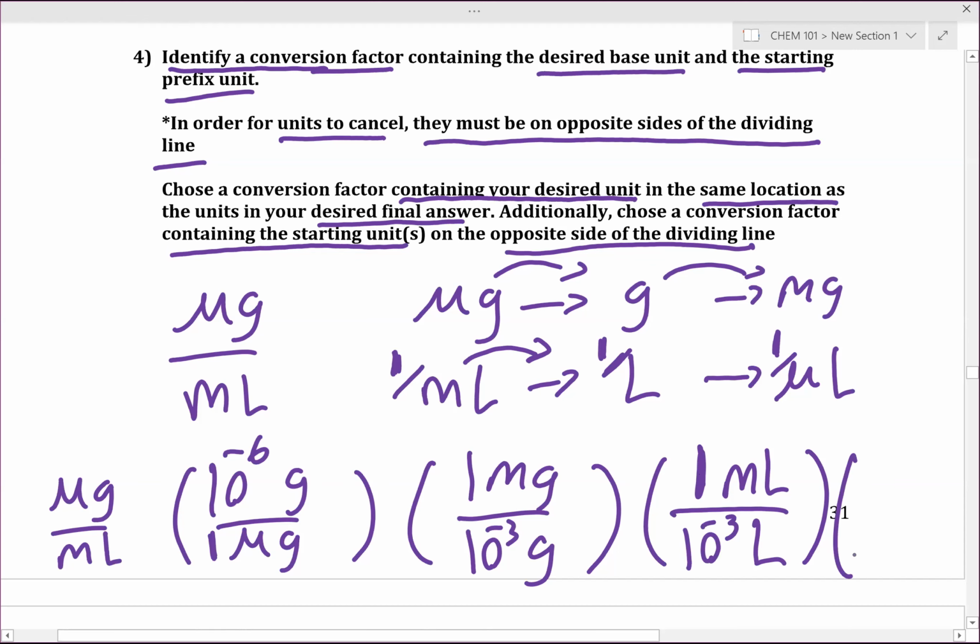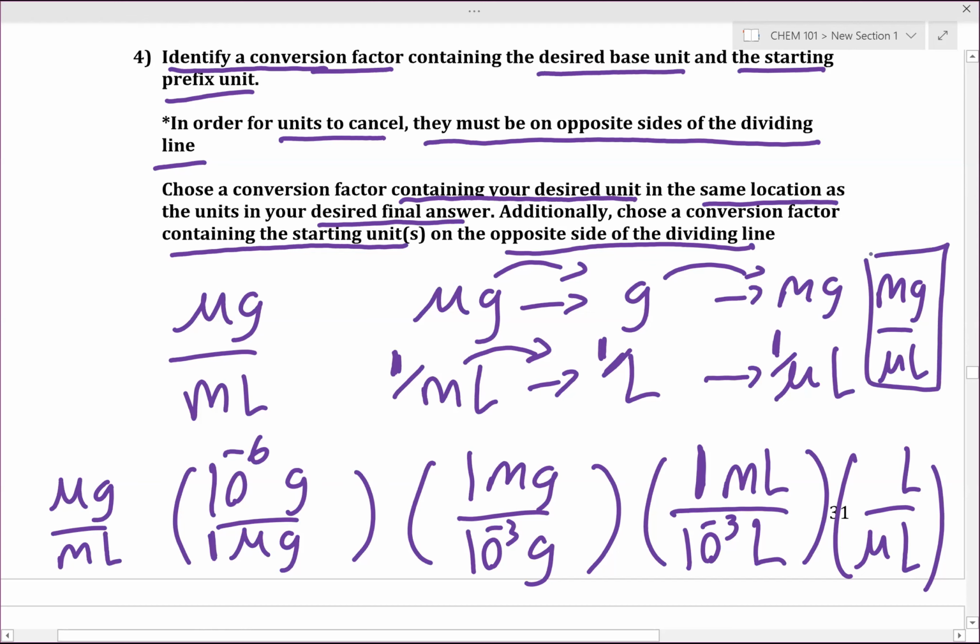Okay, and then finally, if we're going from 1 over liter to 1 over microliter, in order for liters to cancel, where do we need to put liters? On the top. They need to be on opposite sides of the dividing line. And where does microliters end up? On the bottom. And that's where we want it in the final answer. Right? We want, in the end, milligram per microliter. So we have microliter in the right spot. Okay. Now, how many liters are in a microliter? Yep, 10 to the negative 6.